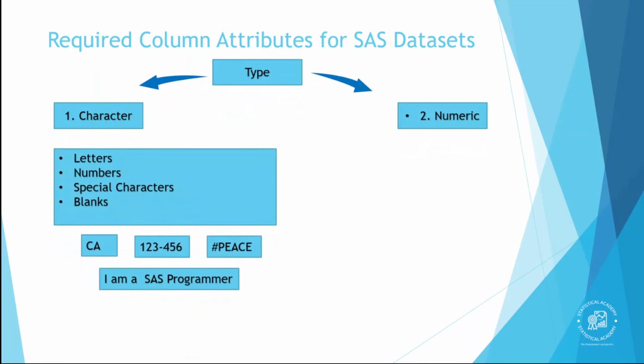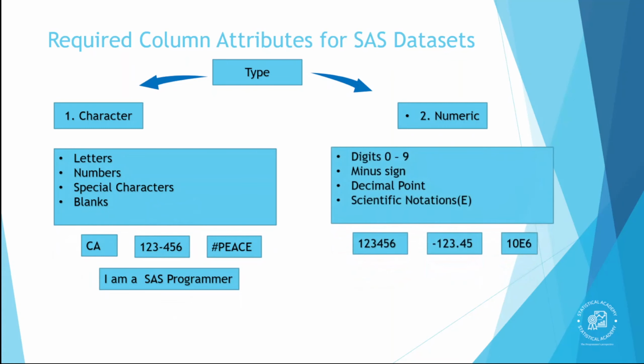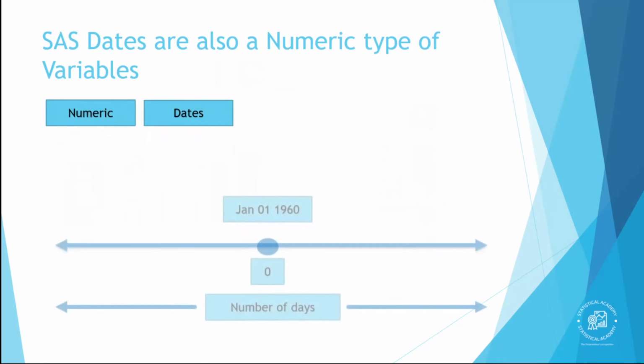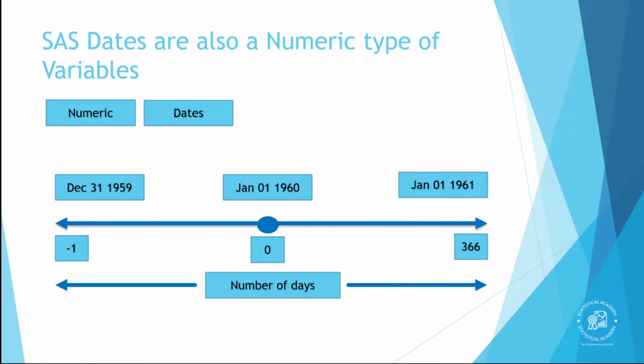Character columns can store letters, numbers, special characters and blanks. Numeric columns can store only numeric values, which can include the digits 0 through 9, a minus sign, a single decimal point, and E for scientific notation. SAS dates are also numeric type variables. SAS stores date values as the number of days between January 1st, 1960 and a specific date. Dates before January 1st, 1960 are stored as negative values.